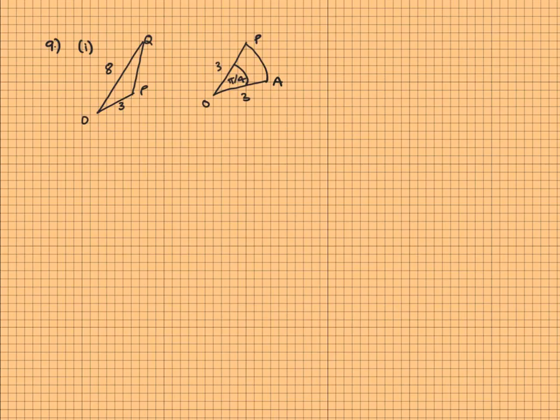So let's take a look at question 9. The area of sector OPA, we can simply use our formula for the area of a sector, a half r squared theta. So a half multiplied by 3 squared multiplied by pi by 4, which simplifies to 9 pi by 8 meters squared.